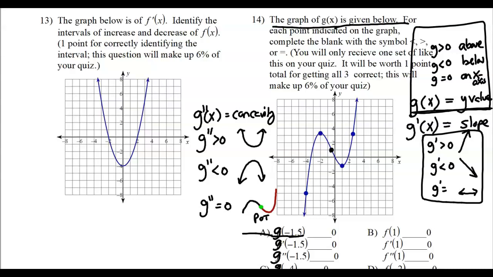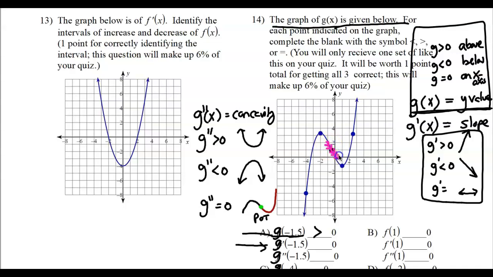So that's a y value. Since that dot is above the x-axis, the y value there would be about 1, right? Which means that it's greater than 0. That's the y value at that point. The y value of g at negative 1.5 is greater than 0 because it's about 1. Now the next thing it's asking for is the slope. Now look at this line here at this point that we're considering right now.